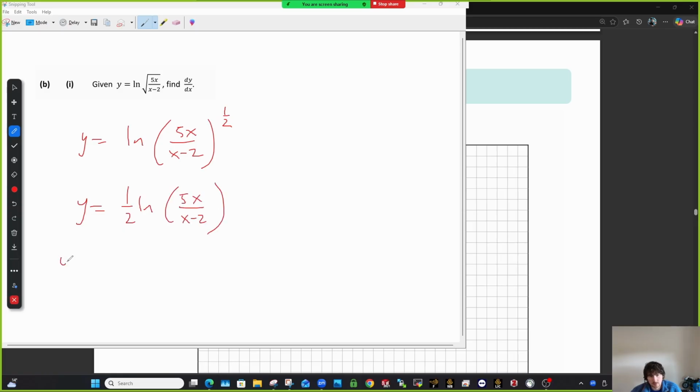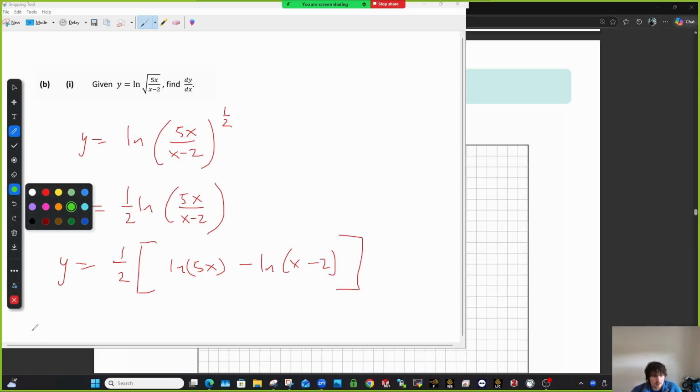And then there's another rule for logs where if they're dividing in here, they can be split into subtracting. So you put a square bracket on the half, and then you have an ln 5x. There's no need for a square bracket here. ln 5x take away an ln x minus 2. Okay. So then you can take a derivative of this, and it's going to be so simple.